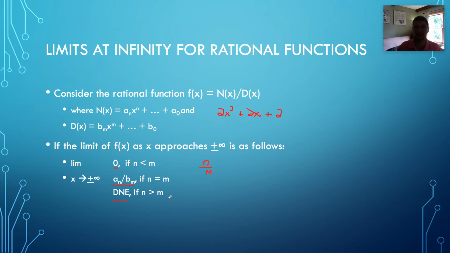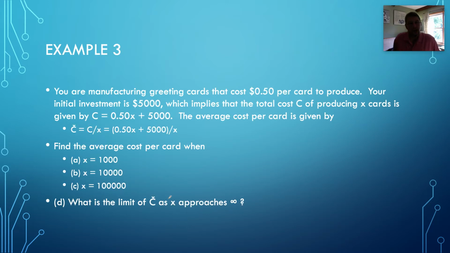As always, it's probably helpful to look at an example. So let's do that, shall we? Example number 3. You are manufacturing greeting cards that cost 50 cents per card to produce. Your initial investment is $5,000. Which implies that the total cost of producing x cards is given by the equation C for cost is equal to 0.50x plus 5,000. That initial $5,000 investment plus 50 cents per card.